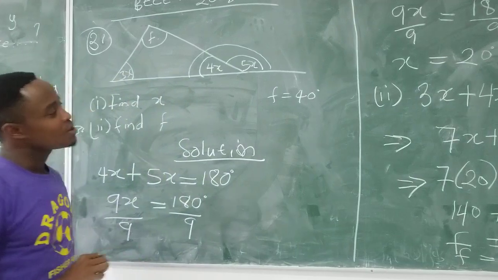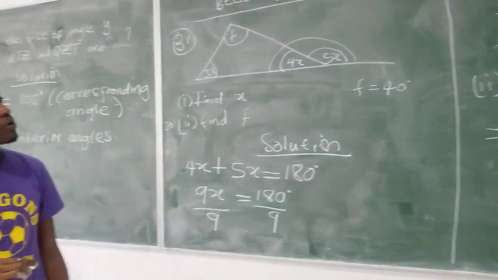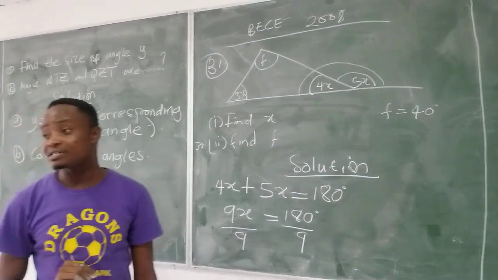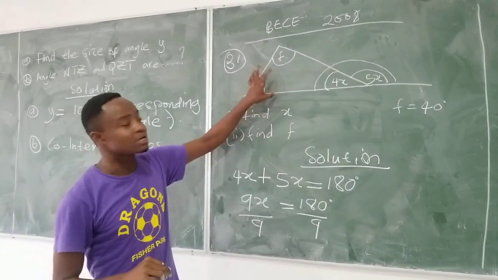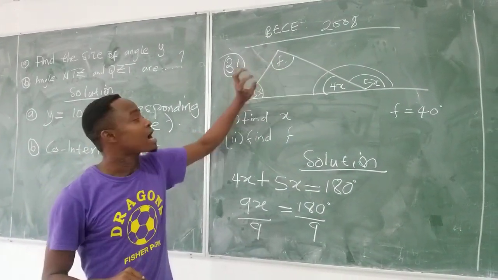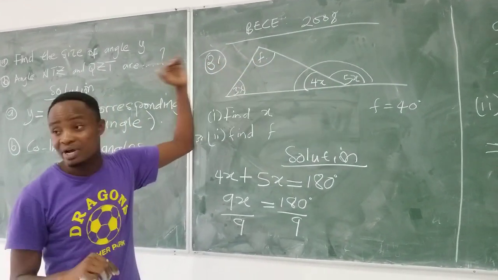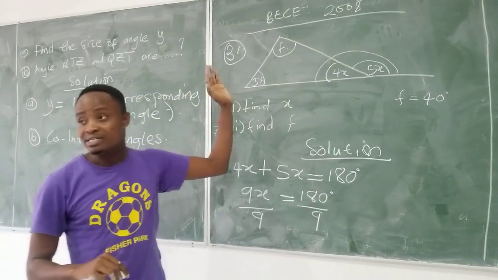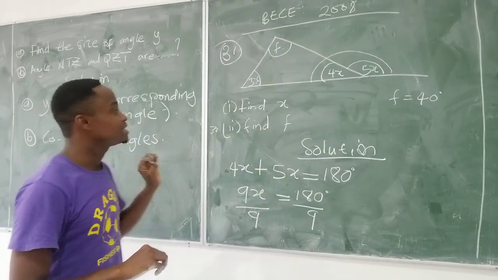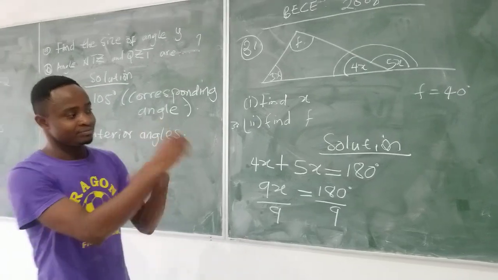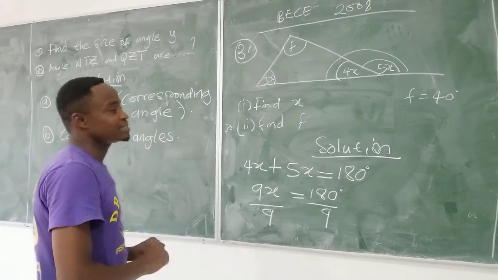And one thing is, when you want to check whether what you are doing is correct, you can substitute whatever values you have, add up, and check whether it's 180. When it's 180, it means your answer is correct. Otherwise, you have to recalculate it and make sure it's correct.